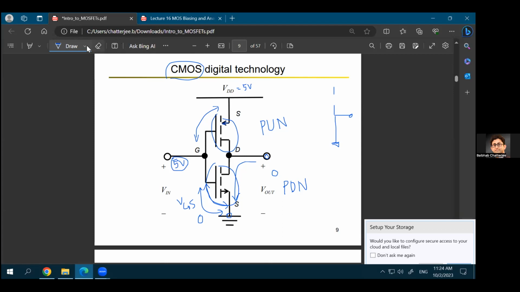Similarly, if you apply 0 volts at the input side, what is the VGS of the NMOS? The NMOS will have a VGS of 0 because the gate is at 0 and the source is also at 0. So the gate to source voltage is 0. The NMOS will not turn on. It will not turn on as a switch, which means that the output will be disconnected from the ground.